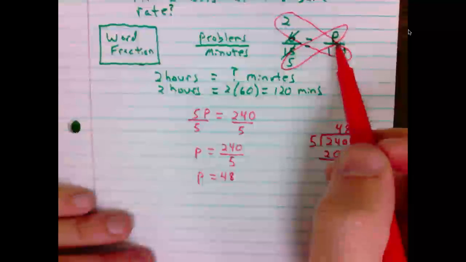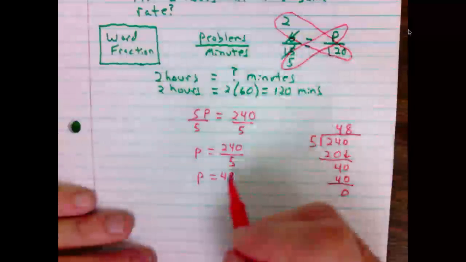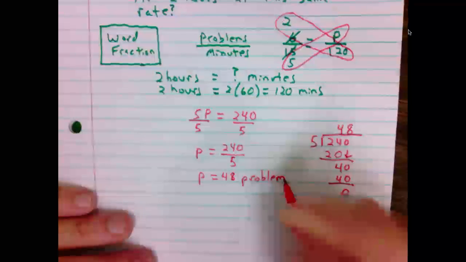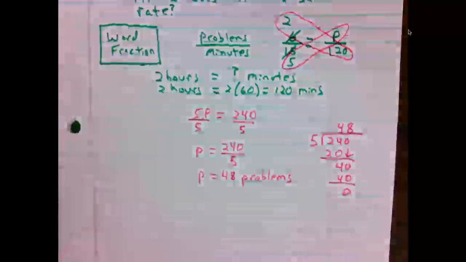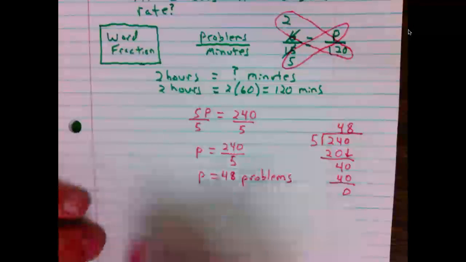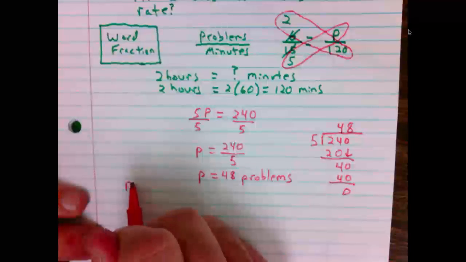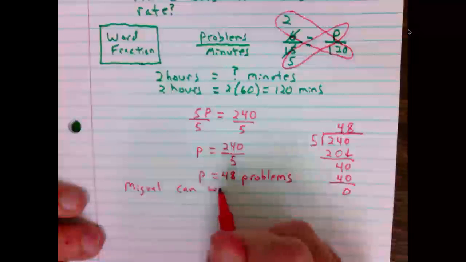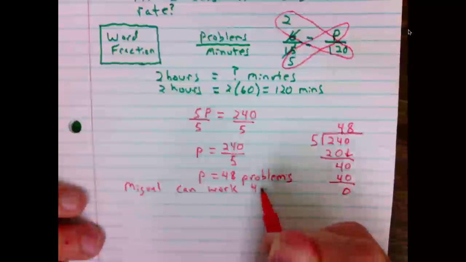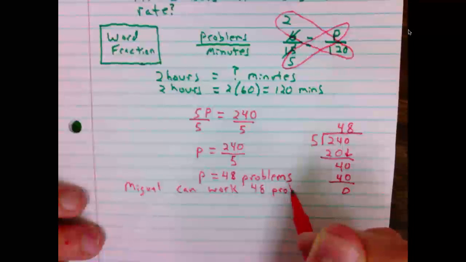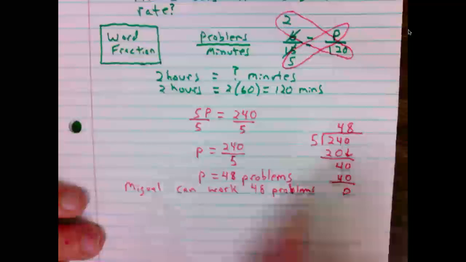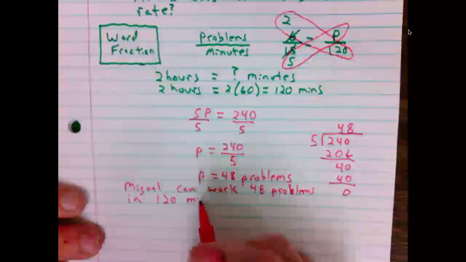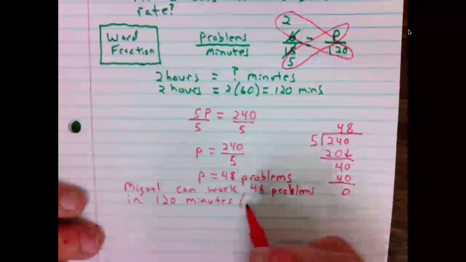And again, P represented the problems. So this P is 48 problems. We will come with one sentence in context. That means with words that describes our situation. Miguel can work 48 problems in 120 minutes, which is also 2 hours.